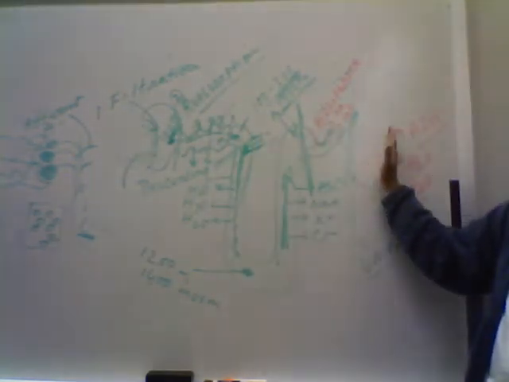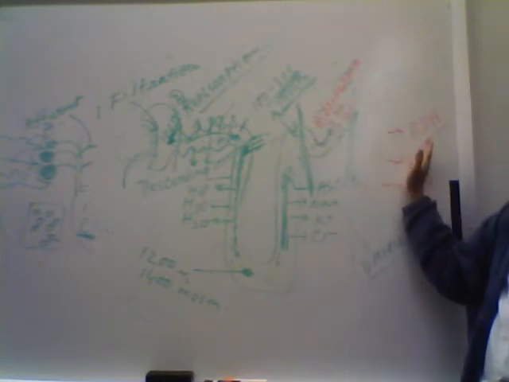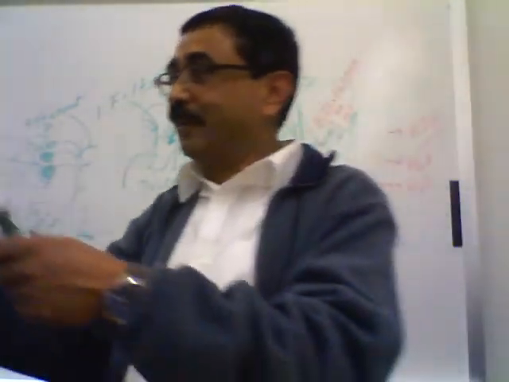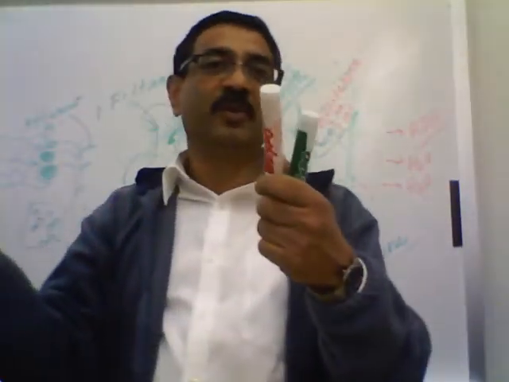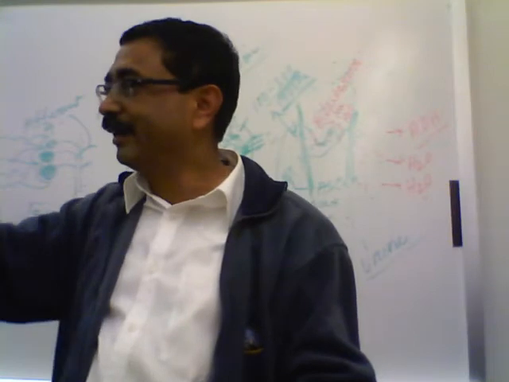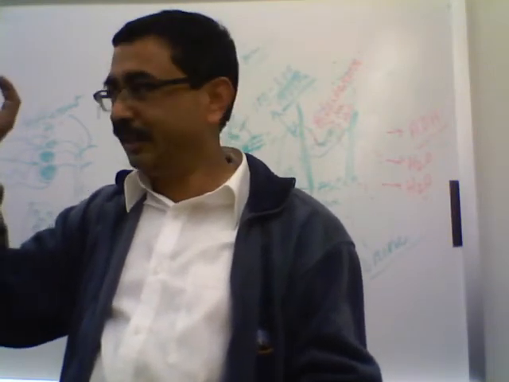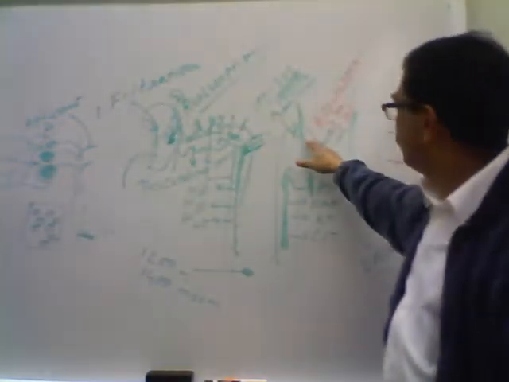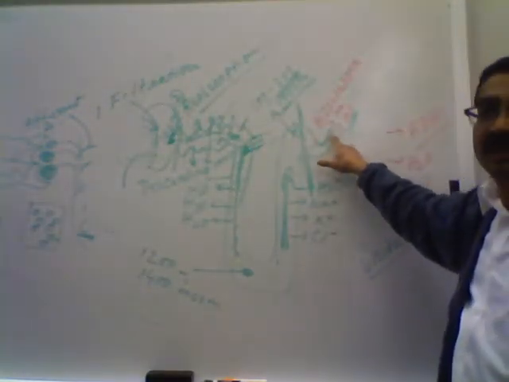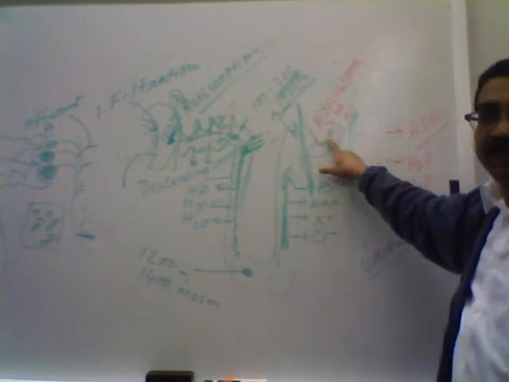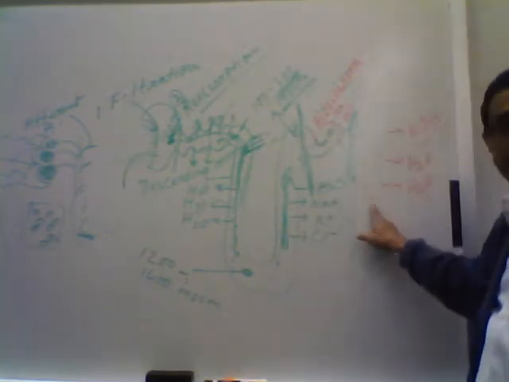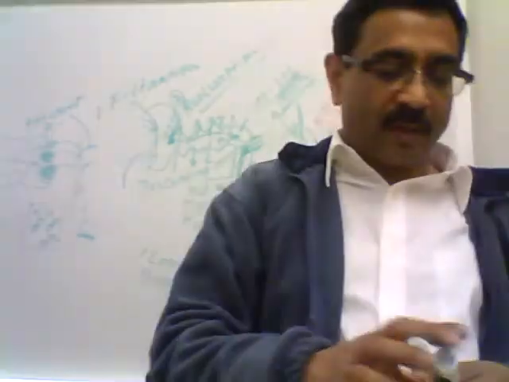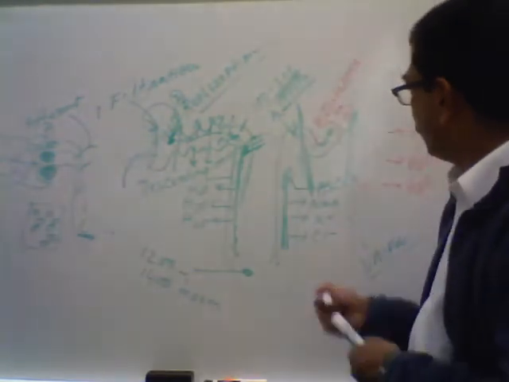But in the last part of the nephron, hormones are working, right? So in the last part of the nephron, reabsorption is regulated by the hormones. Which hormones? Aldosterone and ADH, right? Aldosterone works mainly on the distal convoluted tubule, and ADH mainly works on the collecting duct. Is it clear? Right. Now let's talk a little bit about the hormones.